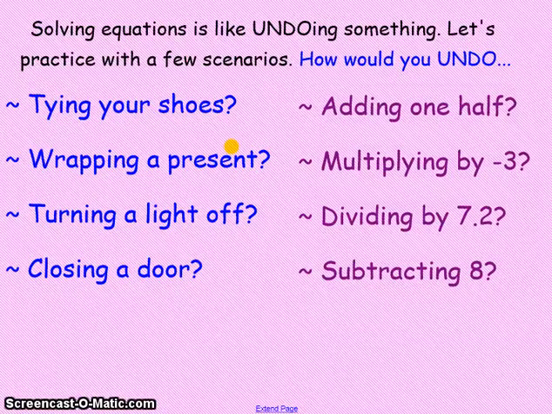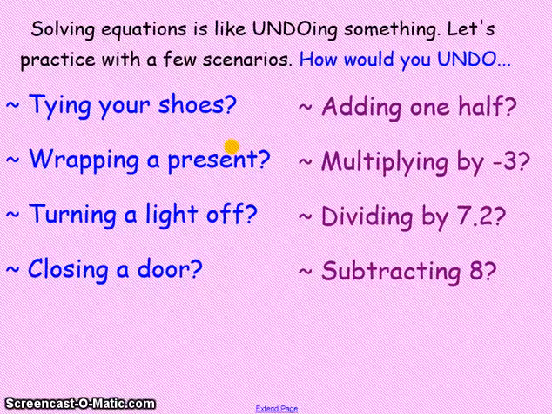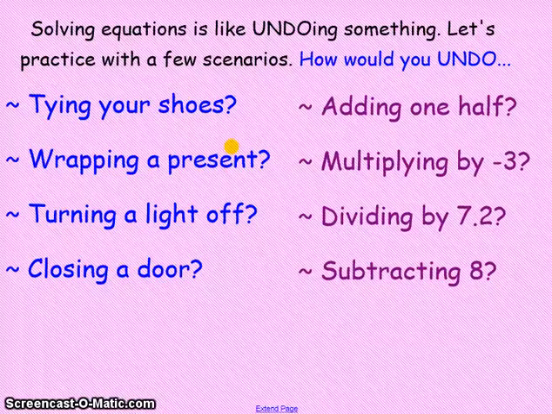So on this side it says adding 1/2. Well, the opposite of adding is subtracting, so the opposite of adding 1/2 would be subtracting 1/2. The next one says multiplying by -3. I know the opposite of multiplication is division, so the opposite would be to divide by -3. Then it says dividing by 7.2. Again, I know the opposite of division is multiplication, so I would need to multiply by 7.2. And this last one says subtracting 8. I know the opposite of subtraction is addition, so I would need to add 8.